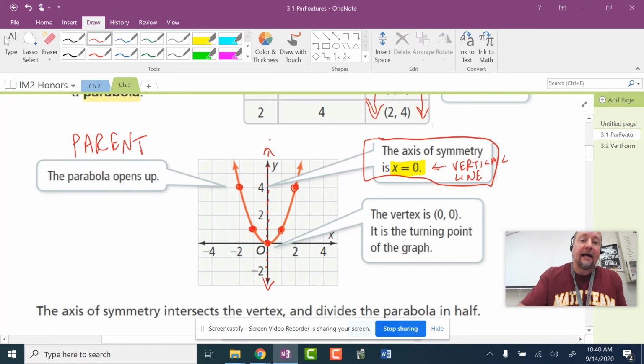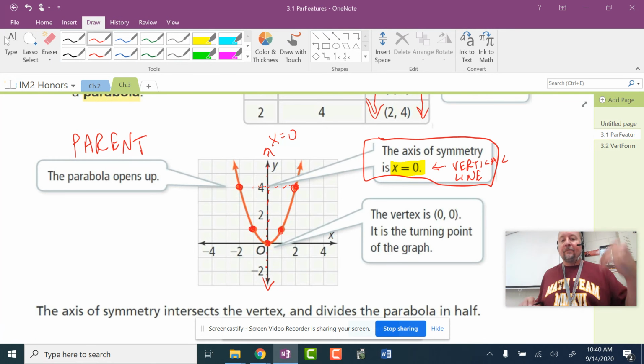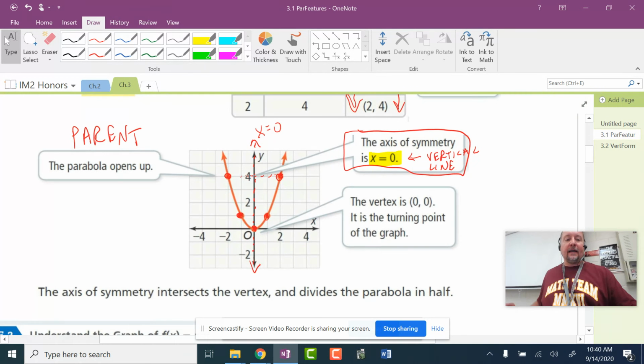That's why we say the axis of symmetry is x equals, and it's x equals 0, which ends up being the y-axis. Why it's called the axis of symmetry is you have points that are symmetric about that line, flashed across that line. And that's true for the whole parabola going forever up. Okay? So the axis of symmetry intersects the vertex and divides the parabola in half.